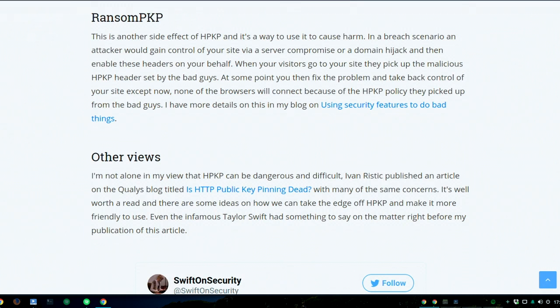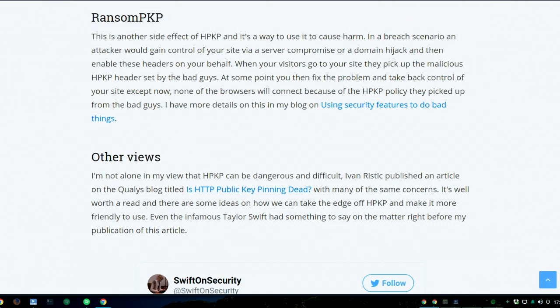So in a breach scenario, an attacker would gain control of your site via server compromise or domain hijack, and then enable these headers on your behalf. Basically, you're not using it. The hijacker puts in that you are using it. And when your visitors go to your site, they pick up the malicious HPKP header set by the bad guys. At some point, you then fix the problem and take back control of your site, except now none of the browsers will connect because of the HPKP policy they picked up from the bad guys. Right. And since you don't have the keys that they used, you can't do anything about it. Right.